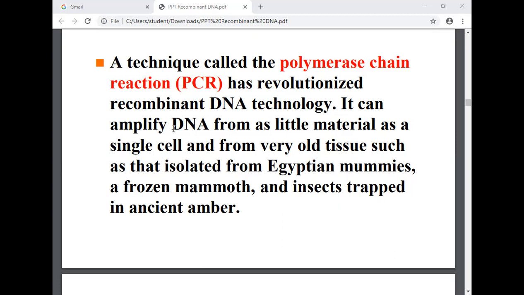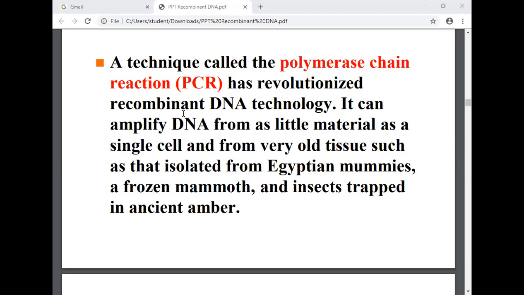It can amplify DNA from as little material as a single cell. Why has it revolutionized? Now it's the supportive statement. Look, as little material as a single cell, and from very old tissue, such as that isolated from Egyptian mummies, and a frozen mammoth and insects trapped in ancient amber.